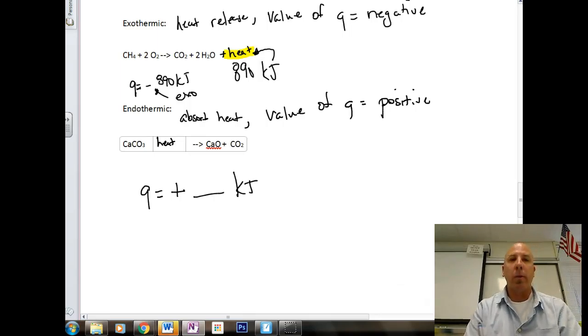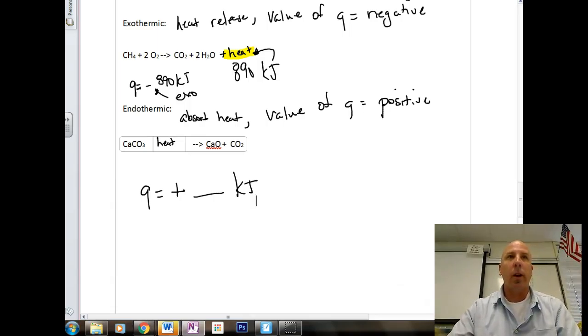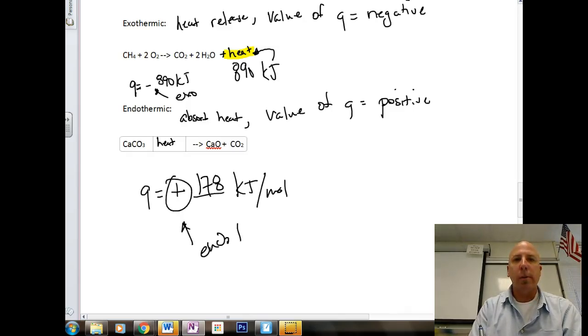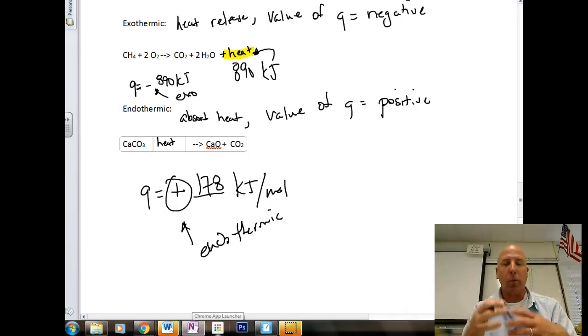I don't have that value right in front of me right now. Actually, I can look it up real fast. Let's do that. And that value is 178 kilojoules per mole. And so that positive value, again, tells us this is an endothermic chemical reaction. It's going to absorb heat in order for the chemical reaction to occur.